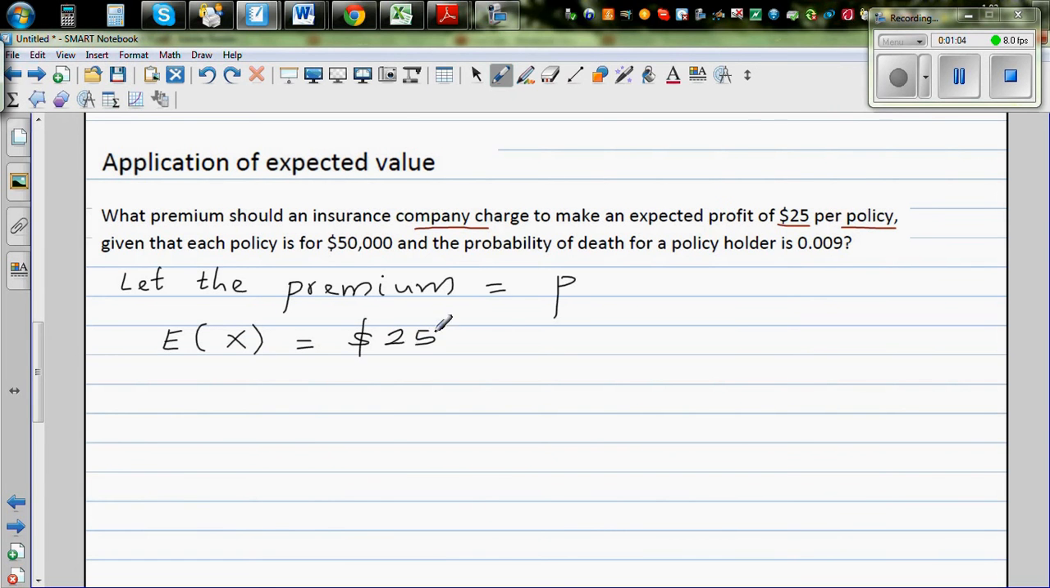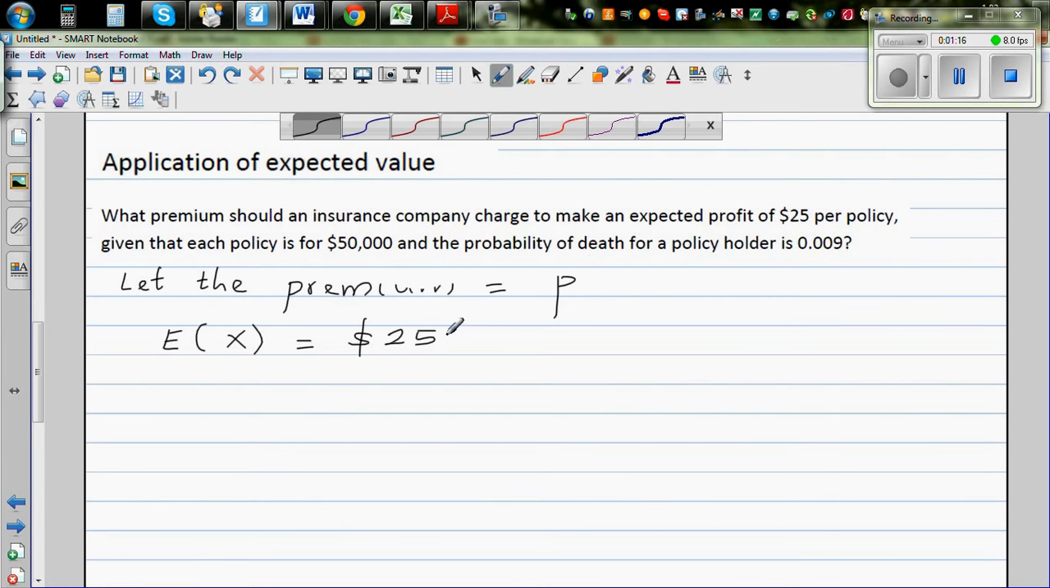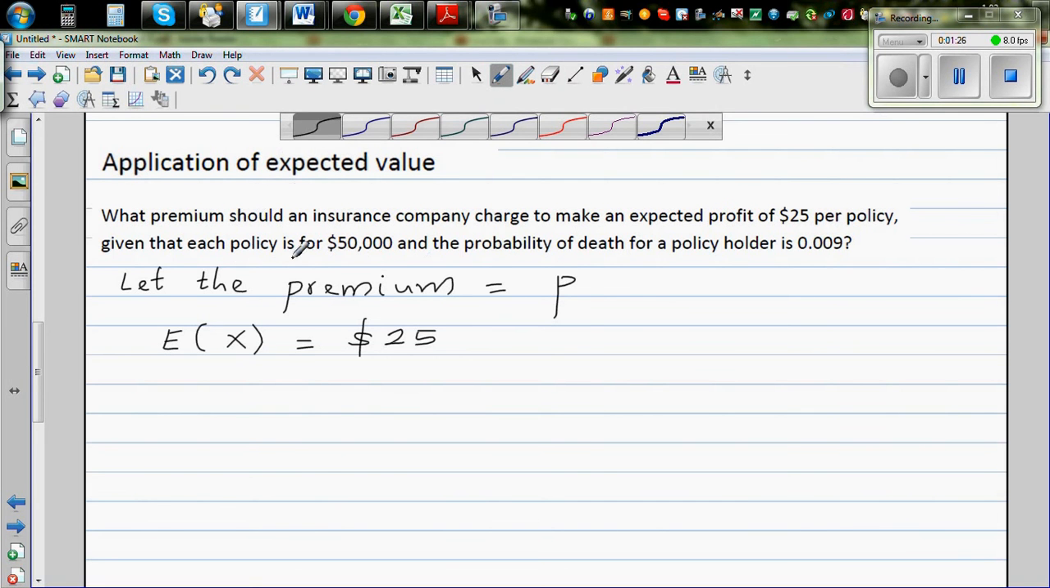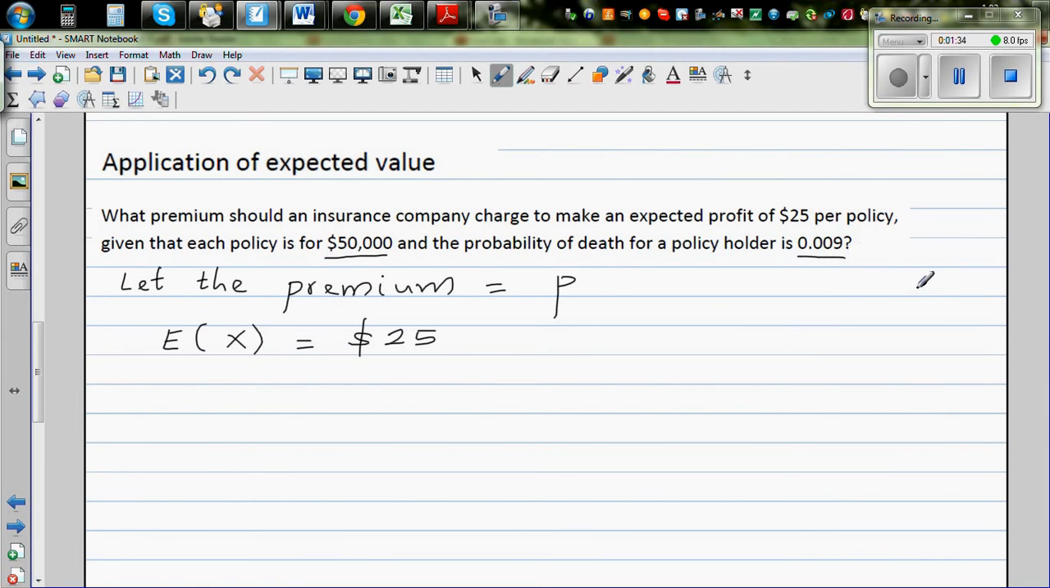This means if a particular policy is sold to a huge number of people, they're expecting to gain $25 per policy. That's what they're thinking of. And the insurance amount is 50,000. And the probability that a person dies in that category is 0.009.